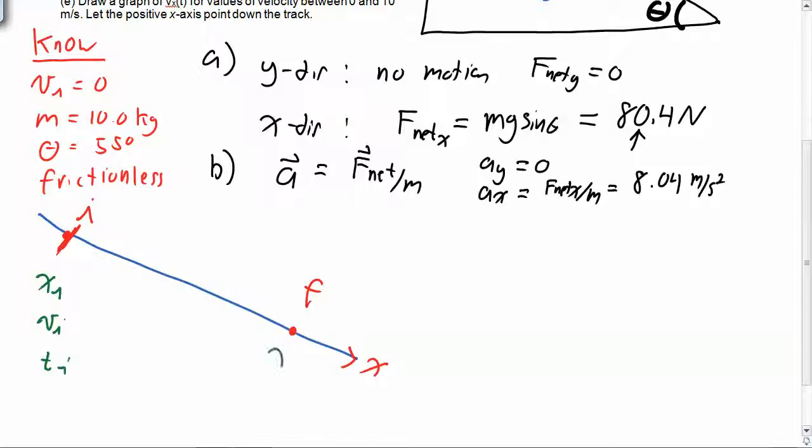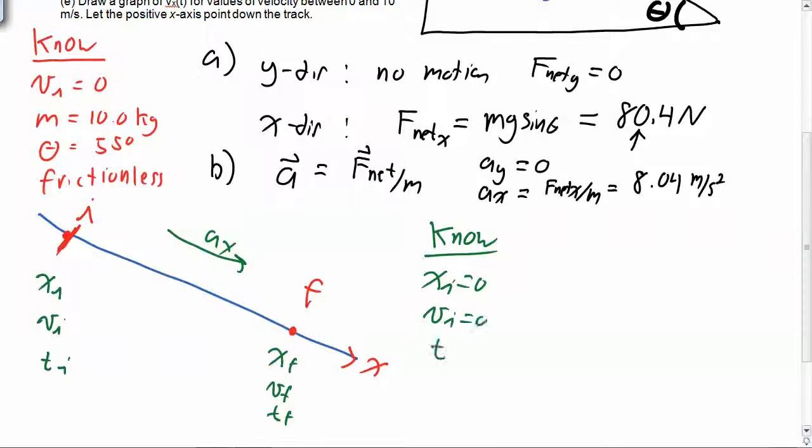And I have xf, vf, and t sub f, and we also have an acceleration in the x direction. So we can make a table of what we know. The value of xi is equal to 0. The block starts from rest at time equals 0.